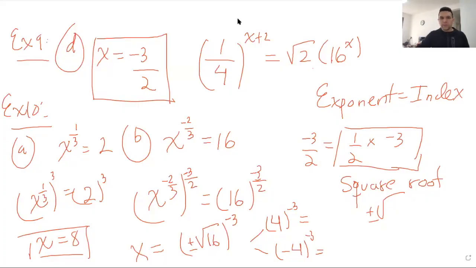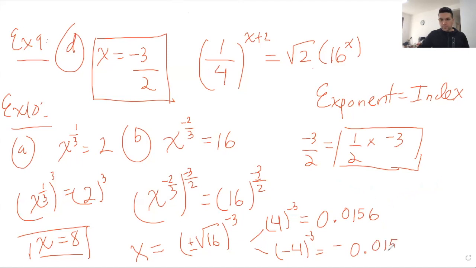All right, let me erase this right here. So the 2 answers would be this one, the positive one, 0.0156. And the other one will be the same number, but negative, okay? 0.0156. And these are the 2 answers. If you want to double check, you can go ahead and plug these in. And if you get 16, that should be the right answer, right?